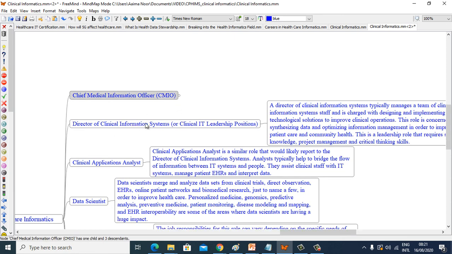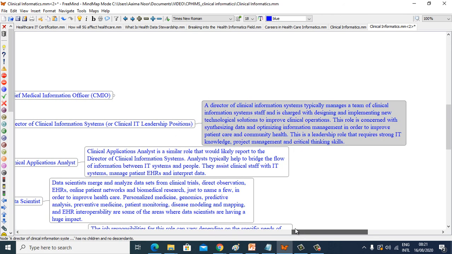Director of Clinical Information System, or clinical IT leadership positions. A director of clinical information system typically manages a team of clinical information system staff and is charged with designing and implementing new technological solutions to improve clinical operations. This role is concerned with synthesizing data and optimizing information management in order to improve patient care and community health. This is a leadership role that requires strong IT knowledge, project management, and critical thinking skills.